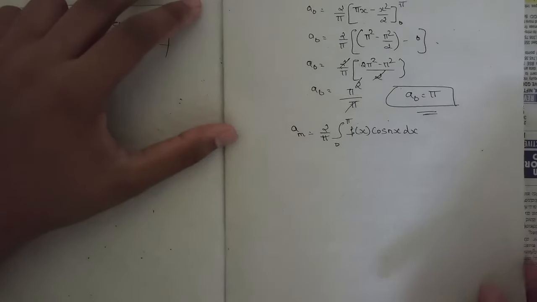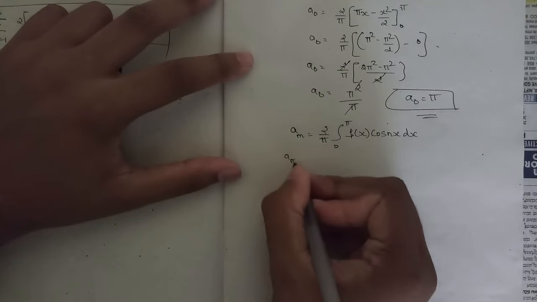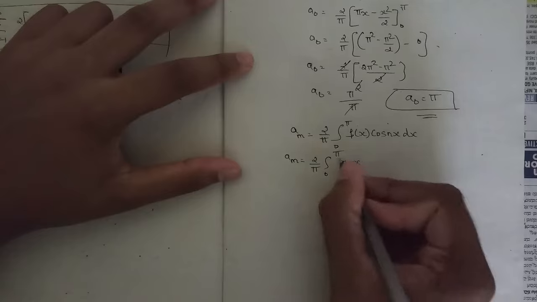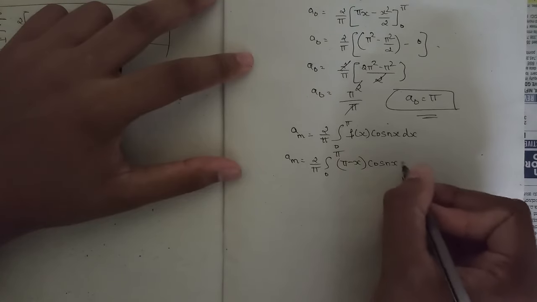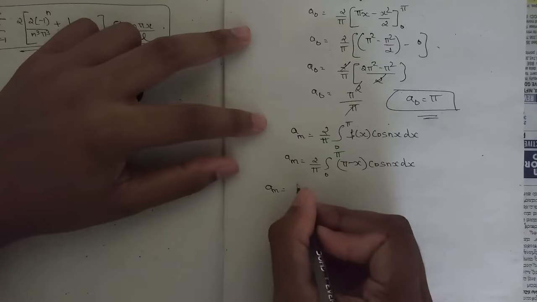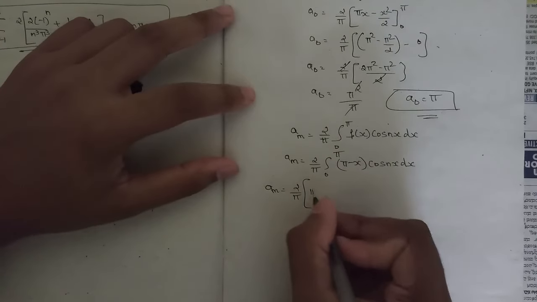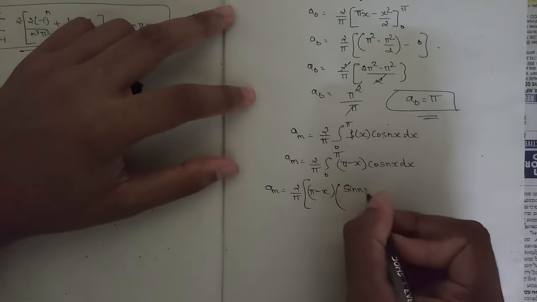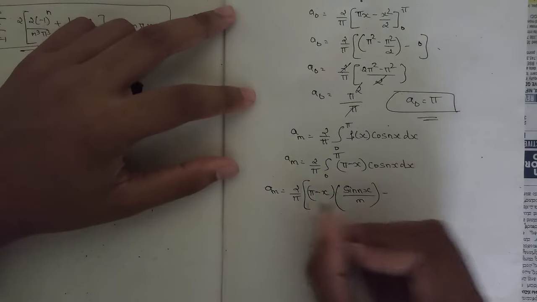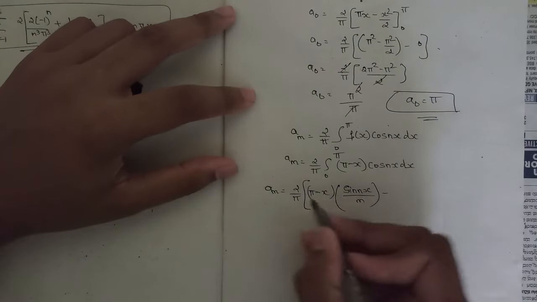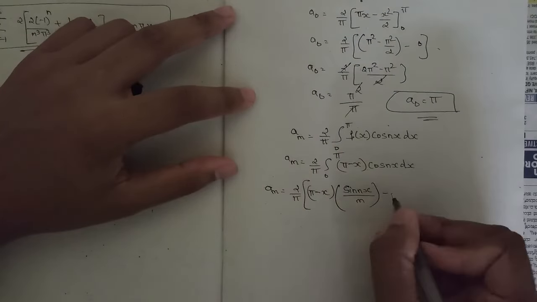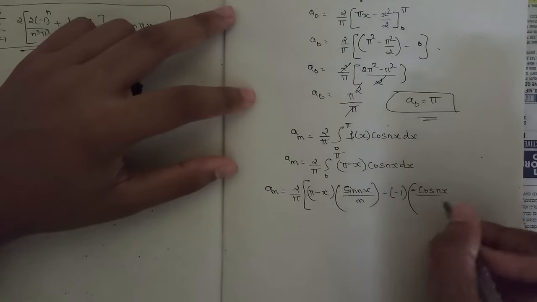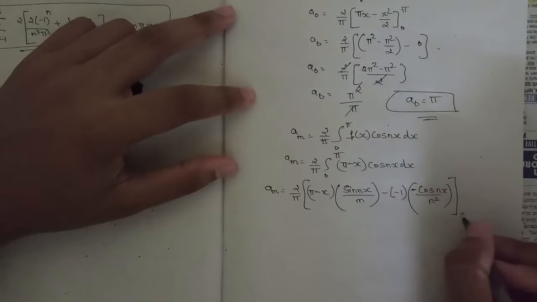So this is the formula to calculate an. 2 by pi, integral 0 to pi, the value of f of x is pi minus x cos nx dx. So now apply the Bernoulli's rule. First function as it is into the integration of second function, integration of cos is sin nx by n, minus the differentiation of this function. Differentiation of pi is 0 and x is minus 1, so minus of minus 1 into integration of sin is cos nx by n square, limits from 0 to pi.